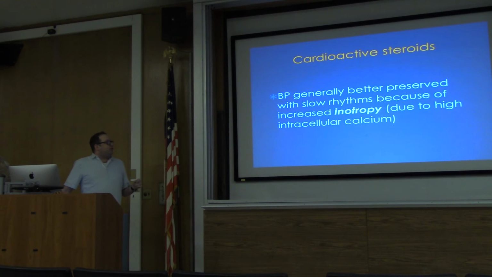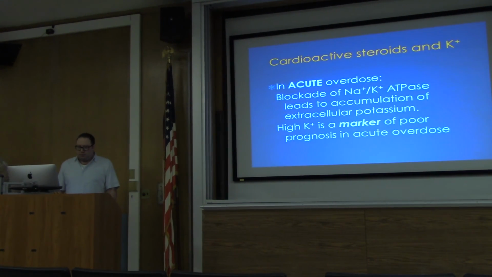In general, cardioactive steroids have a better blood pressure with their bradycardia than you'll see with a beta blocker or a calcium channel blocker, because they increase inotropy, which kind of compensates for the bradycardia, and it's going to give you a better blood pressure than you'd expect for the heart rate.